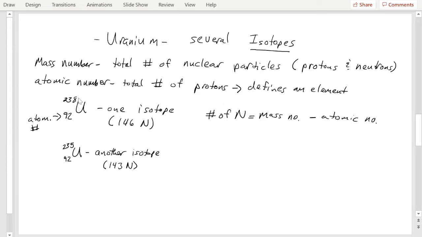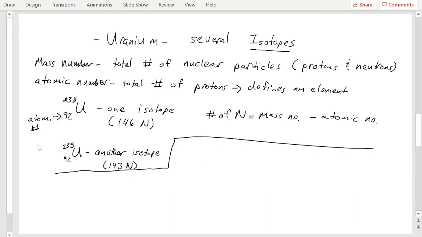When we talk about atoms, we're usually talking about a specific isotope, and we usually refer to the mass number. So when we say uranium-238, the 238 is the mass number, the total number of nuclear particles. Or uranium-235, 235 being the total number of nuclear particles. So, alpha decay. One situation of alpha decay.